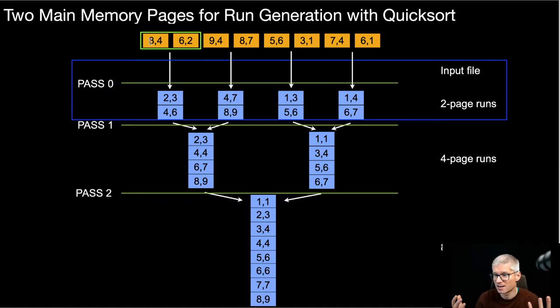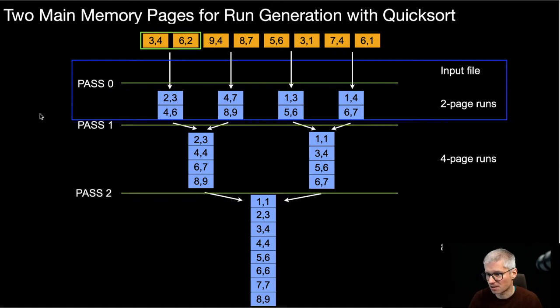Quicksort meaning, well, you can load, again, assume we have only two pages available. You load two pages in memory, sort them, write them out to disk. That's exactly what we see here. So basically, the size of a run created in pass zero is the size of the available memory, obviously, right? So this is the two pages we had available.